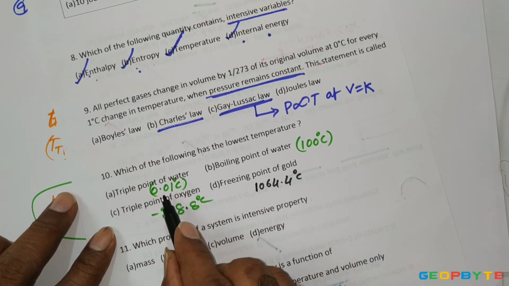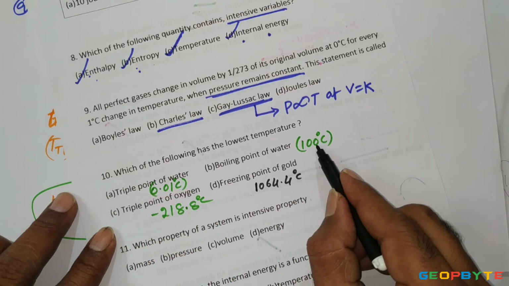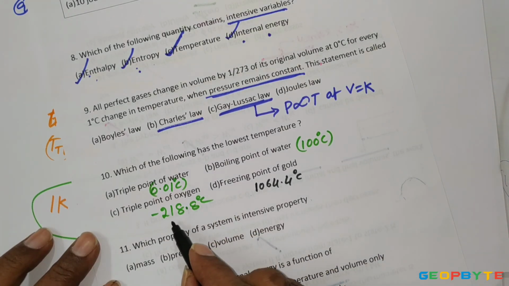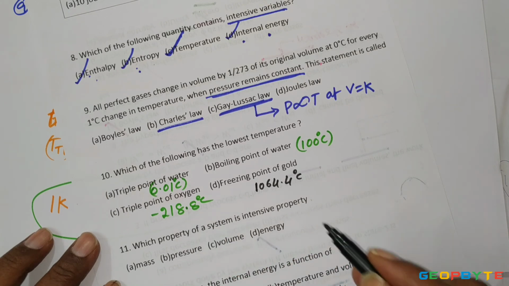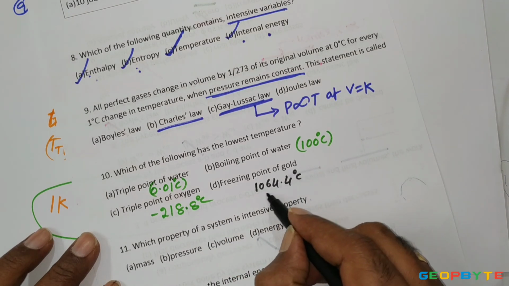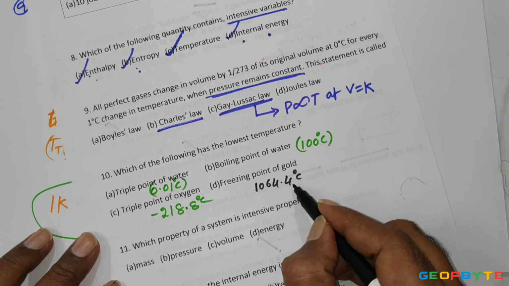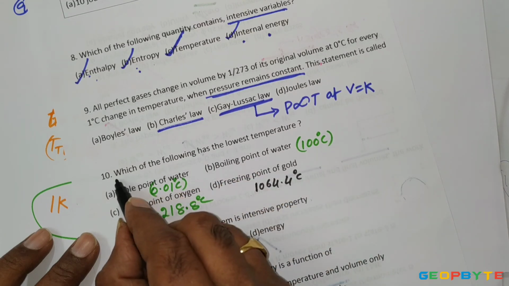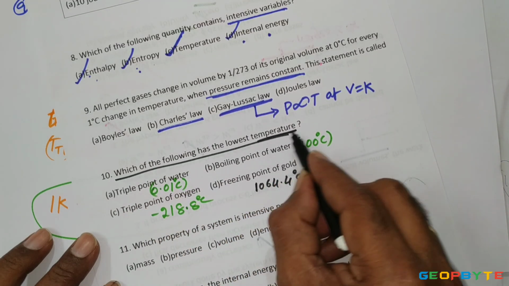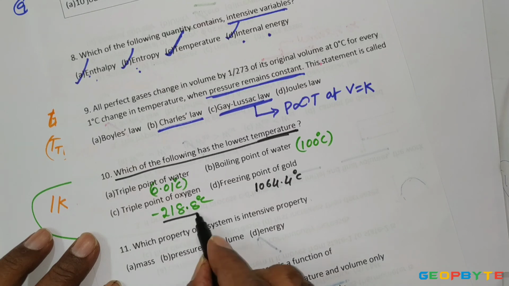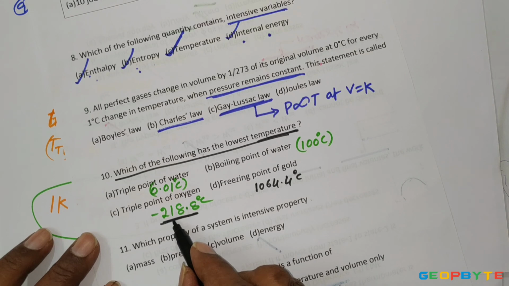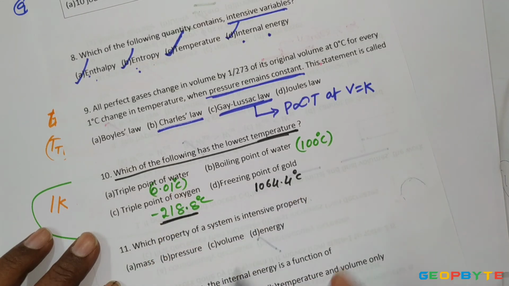Look at the temperatures. Triple point temperature of water is 0.01 degree centigrade. Boiling point of water is 100 degree centigrade. Triple point state temperature of oxygen is minus 218.8 degree centigrade. Freezing point of gold is 1064.4 degree centigrade. It is asking which of the following has the lowest temperature. Look at the lowest temperature, this one. So the triple point temperature of oxygen is the lowest temperature among the given options. So therefore option C is correct.